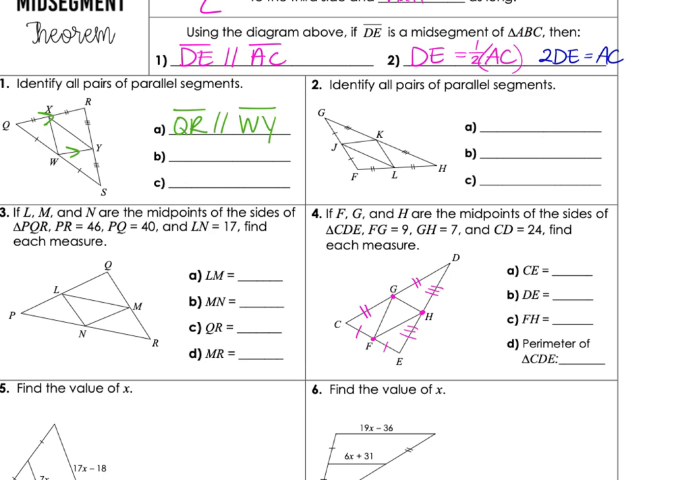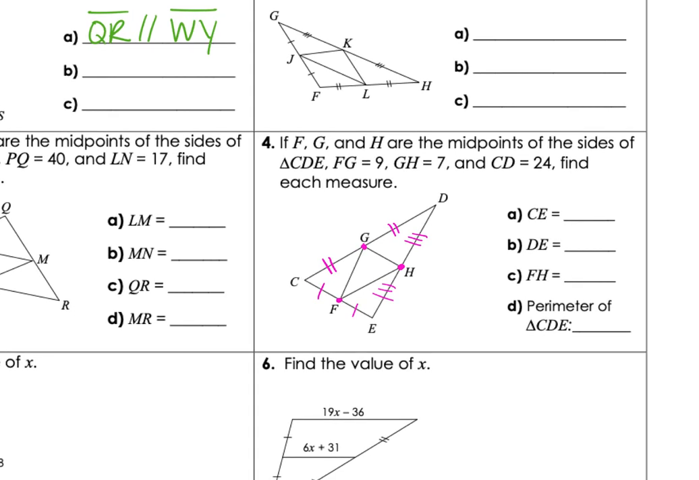So here's what it says. I would label what you know. FG is 9. Okay, so I'm going to put a 9 right there. GH is 7, so I'm going to put a 7 right there. And CD, so I'm going to go like this, so I know I'm talking about the whole thing, is 24.